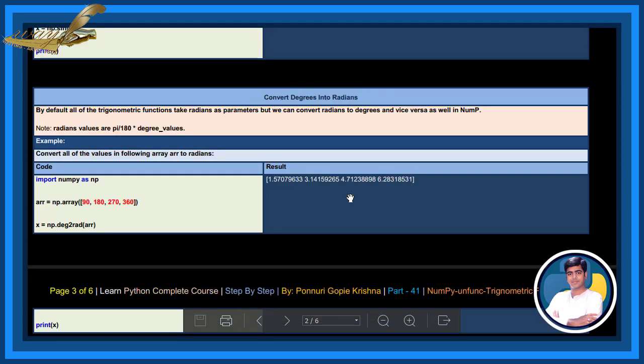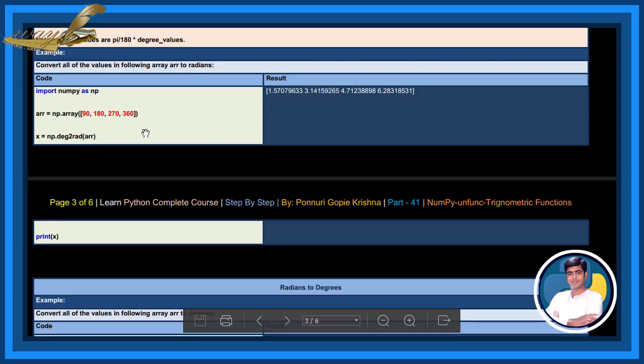Convert degrees into radians. By default, all of the trigonometric functions take radians as parameters, but we can convert radians to degrees and vice versa as well in NumPy. Radians values are pi by 180 into degree values. Convert all of the values in the following array to radians. See here, by using this code, the result is this.